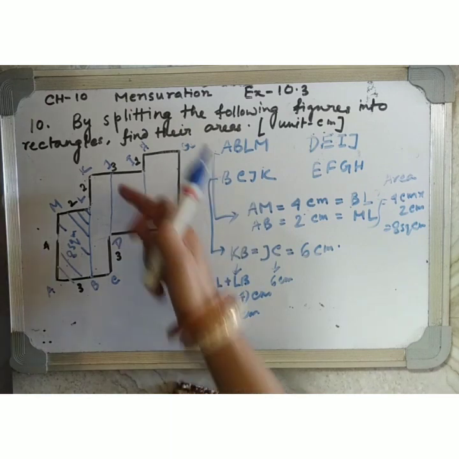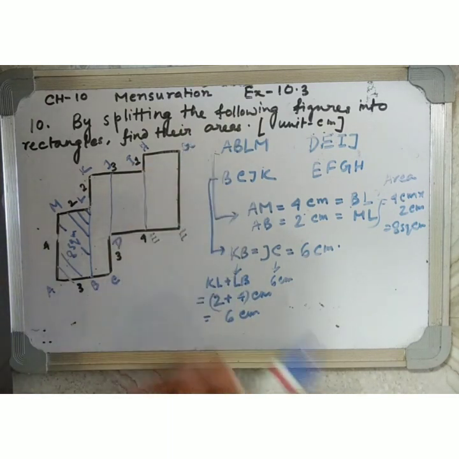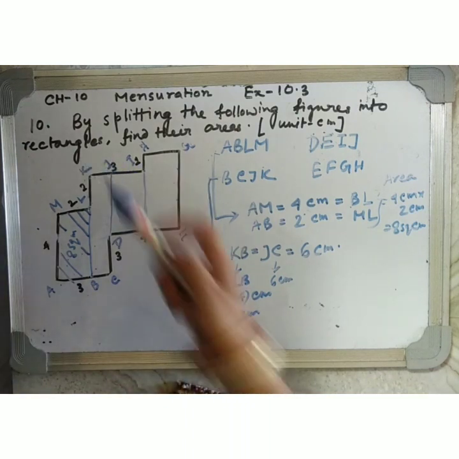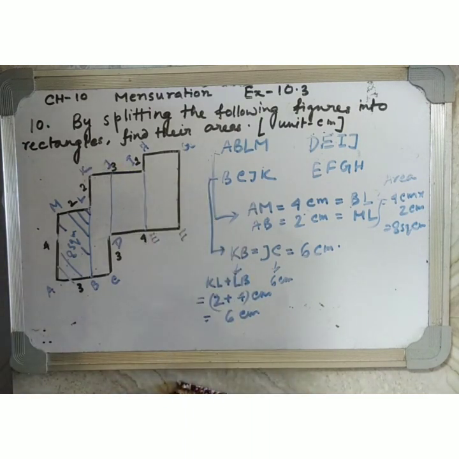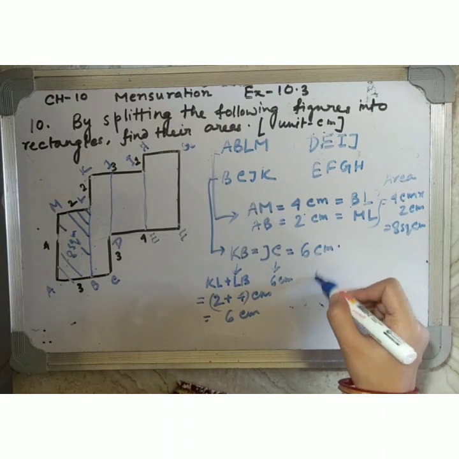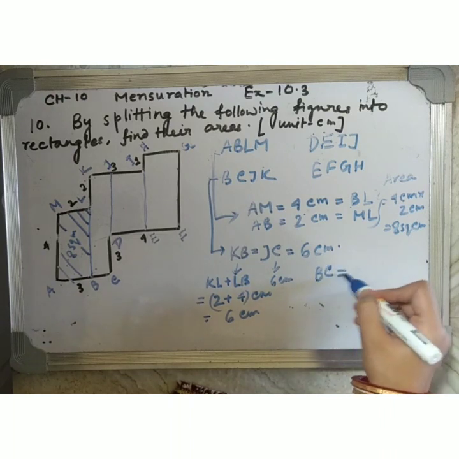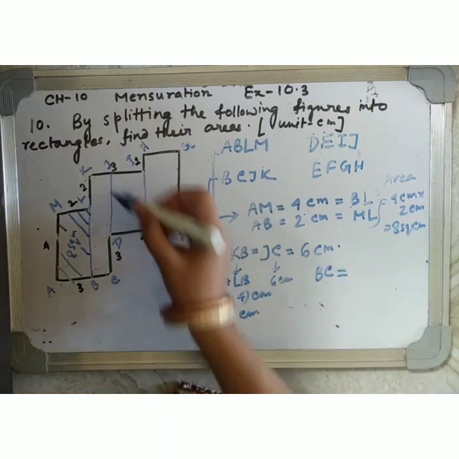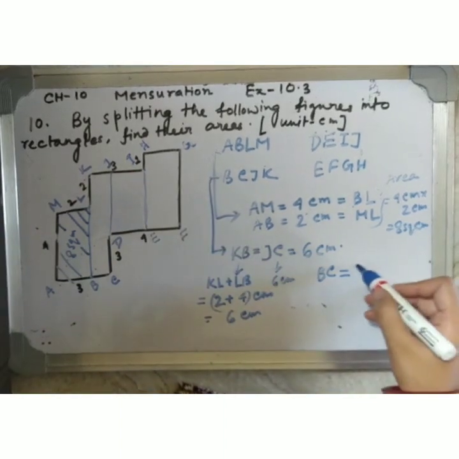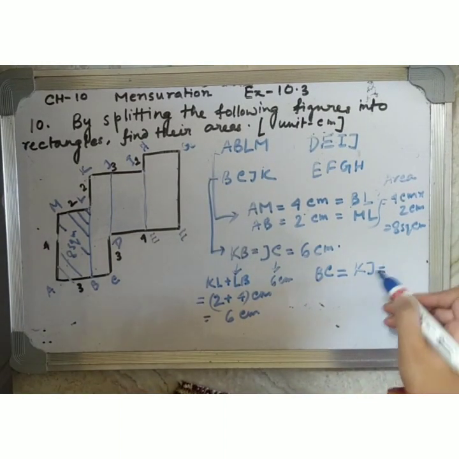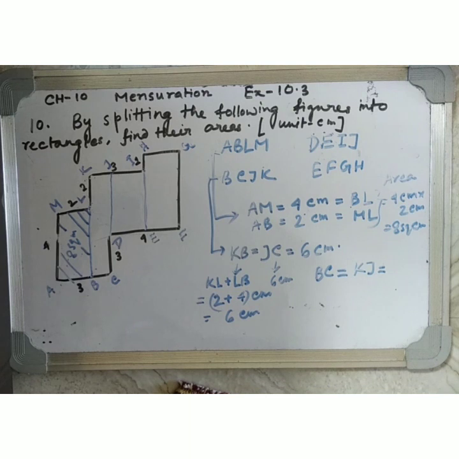Now JC is also parallel to KB and also the opposite side of this rectangle BCJK. So the length of this rectangle BCJK is 6 centimeter. Now I have to find the breadth, that is BC. Now how to find the length of BC? Since BC is also the opposite side of KJ, BC will be equal to the length of KJ. Now how to find this length?